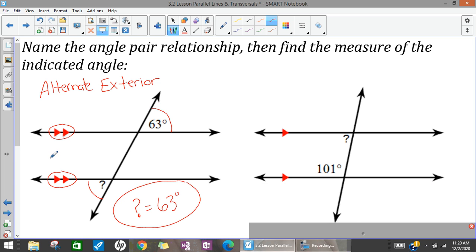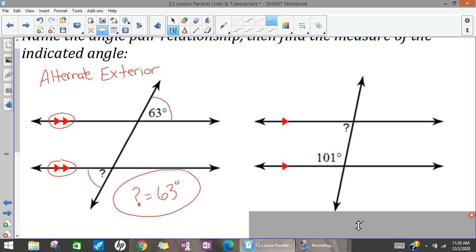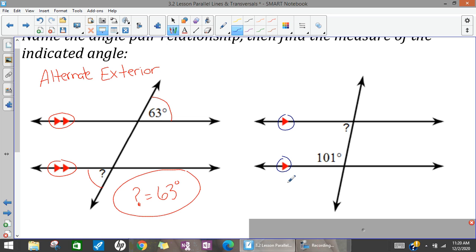I'm going to do the same thing here. I'm always going to establish what is the relationship that I have. Well, it looks like both of these angles are between the parallel lines. Again, I know they're parallel because of the arrows. They're between the parallel lines, and they're on the same side of the transversal. So these are same side interior angles.